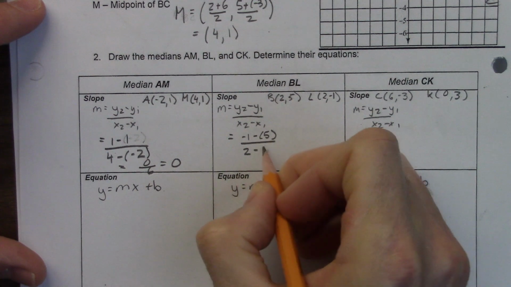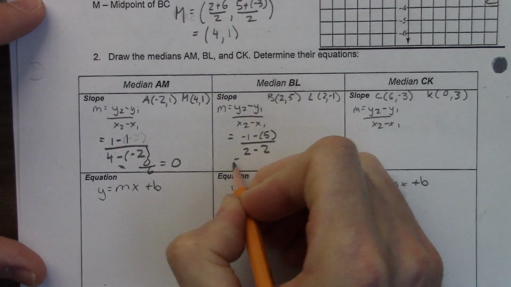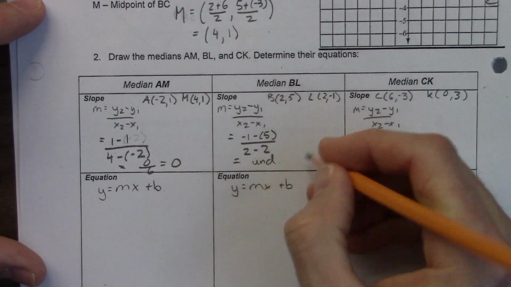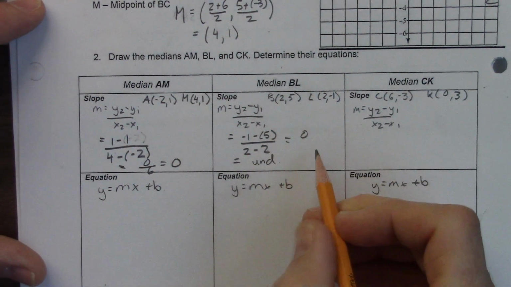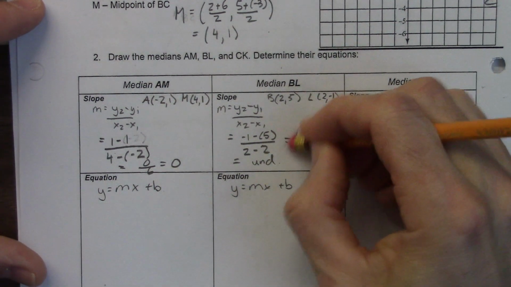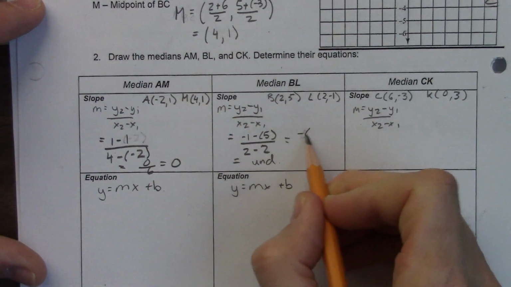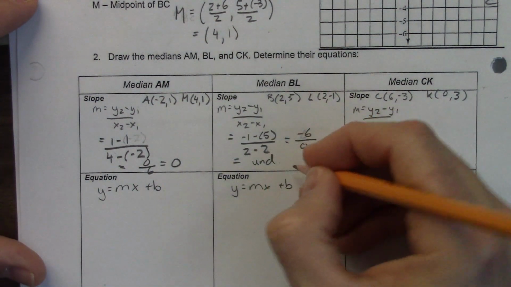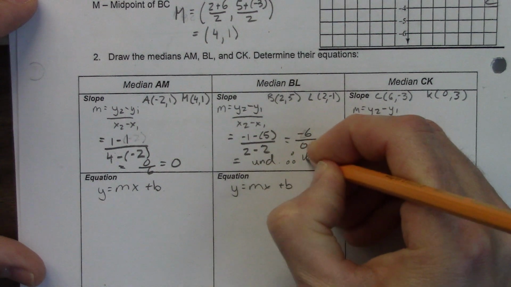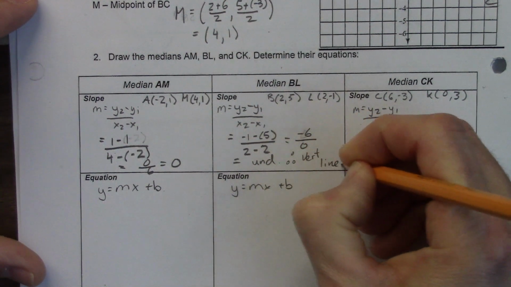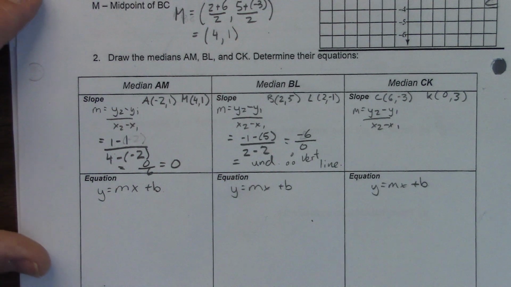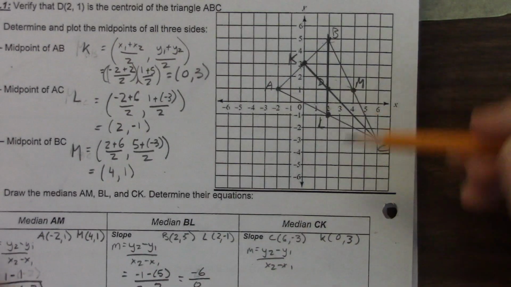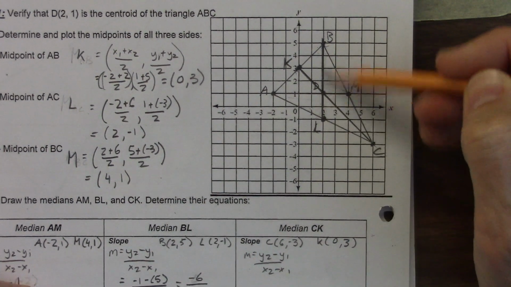Next one, we're going to find y2 minus y1, which is negative 1 minus 5, divided by 2 minus 2. So in this case, we have an undefined slope, right? Because we have negative 6 over 0. This is undefined. And when we have an undefined slope, that means it is a vertical line. By definition, if our slope is undefined, we're rising infinitely as we run 0, so we're going to get a vertical line here.